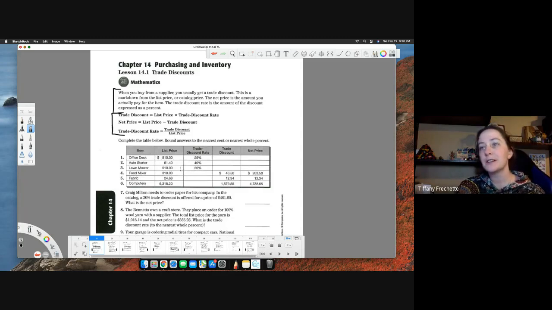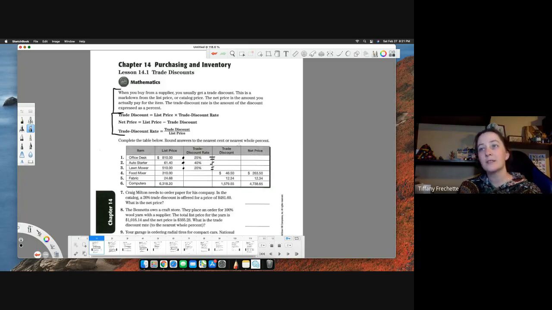So the first piece here, and it tells you this, to do the trade discount, you just multiply the list price times the trade discount rate. So list price, trade discount rate, we just multiply. And that gives us our trade discount. And that's going to be the same for all 3 of these. So I'm going to let you guys calculate this. I'm not actually going to do this one for you. This is a pretty darn easy calculation.